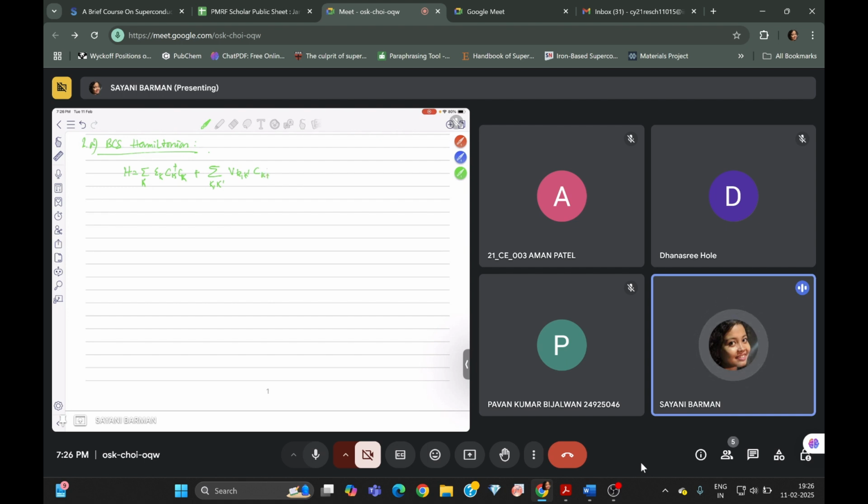Yeah, so we are on the BCS Hamiltonian. I'm just writing down the BCS Hamiltonian. You can also find it in Sir's lecture. So it's nothing, just, yeah, this is the BCS Hamiltonian. Now we have to just understand the terms, right? Here c_k and c_k dagger are the creation and annihilation operators for an electron with wave vector k, with k in the subscript.